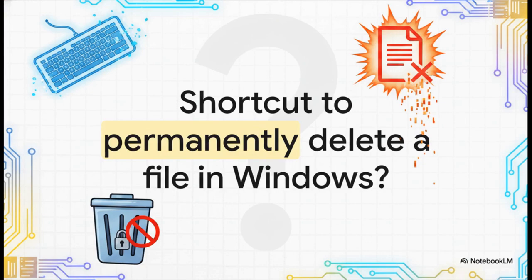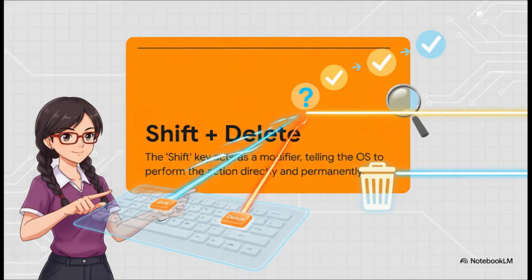What is the Windows shortcut to permanently delete a file? I mean, gone forever. It doesn't even go to the recycle bin. The keyword here is permanently. What do you think? The correct shortcut is Shift plus Delete.